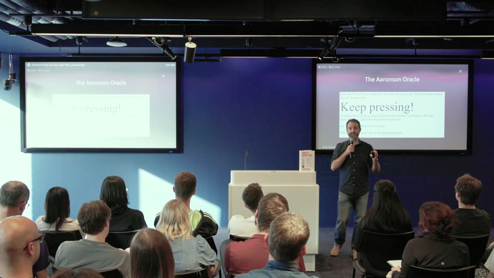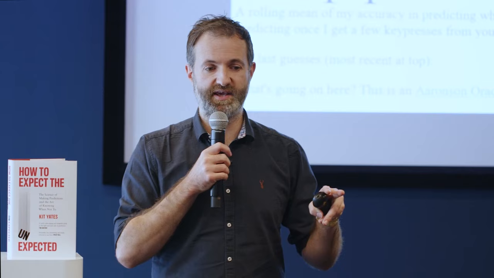So I'm going to click on this link, which is from this picture. It's going to take us to a website called an Aronson Oracle. And basically what it's going to get us to do is to press two keys, the F and the D key, and to try, as it says there, to do it randomly or as randomly as you can.